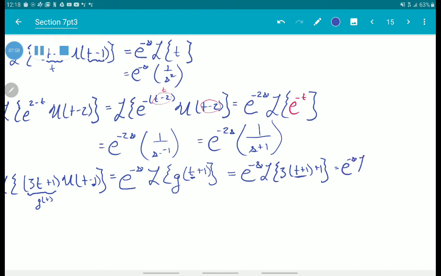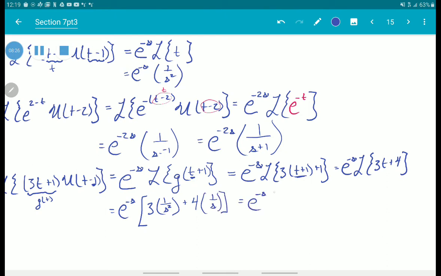And remember, we did derive that, so we can use it. So we have 3t plus 3 plus 1, as a plus 4 there. So if we take the Laplace, this is going to be 3 times the Laplace of t, and the Laplace of t is 1 over s squared. And then this is 4 times the Laplace of 1, which is 1 over s. So our final answer will be this.